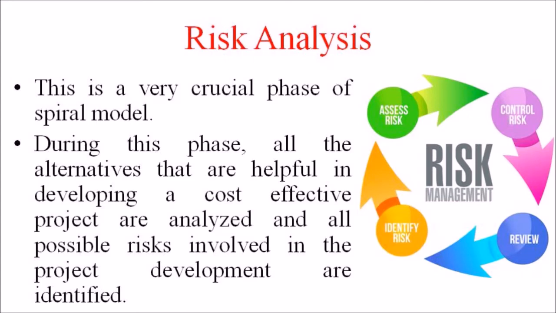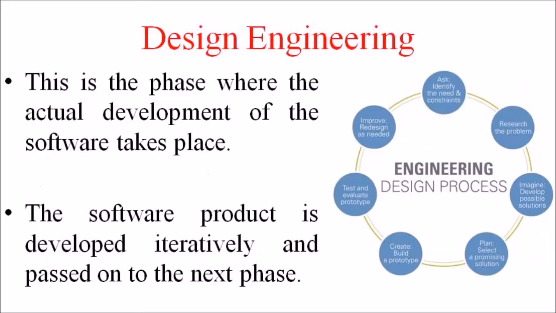The second phase is risk analysis phase. This is a very crucial phase of spiral model. During this phase, all the alternatives that are helpful in developing a cost-effective project are analyzed and all possible risks involved in the project development are identified. In the third phase, that is the design engineering phase, the actual development of the software takes place. The software product is developed iteratively and passed on to the next phase.